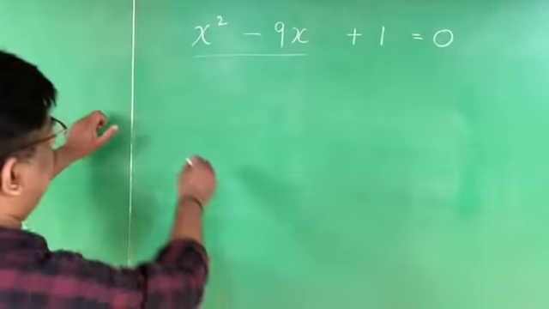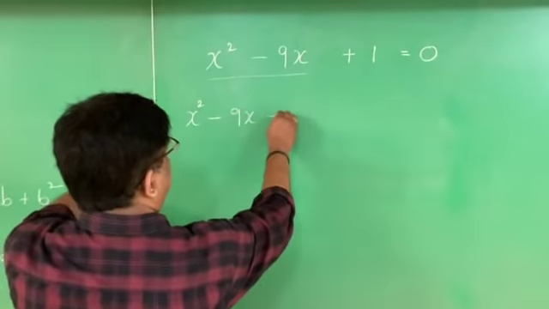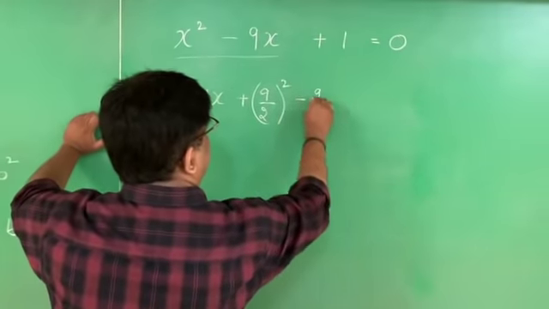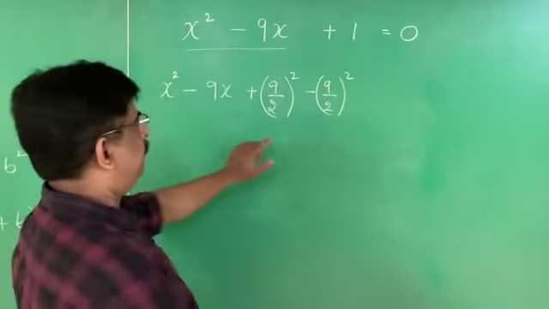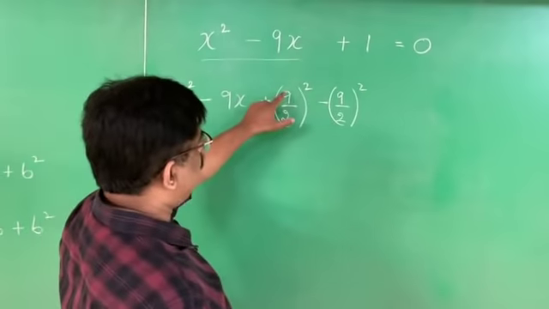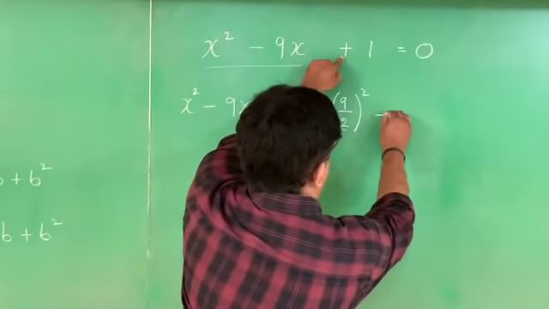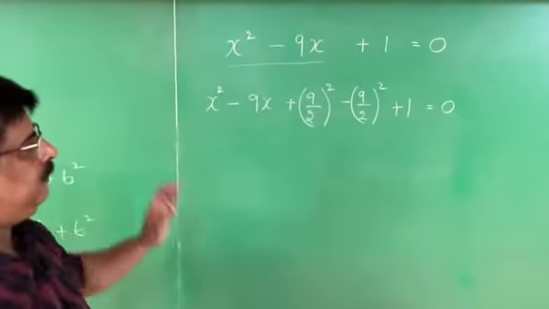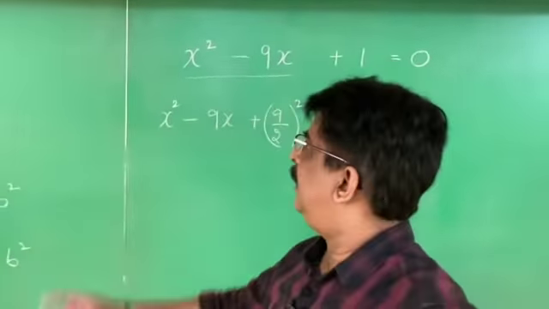Therefore, the next step is x square minus 9x plus 9 by 2 whole square minus 9 by 2 whole square. You have to add and subtract, because by that we can cancel, the whole value remains the same. Once you add a number, you have to subtract the same number. Plus, what is the remaining here? Plus 1 is equal to 0. This is the first step of solving a quadratic equation by the completing the square method. I repeat once again.